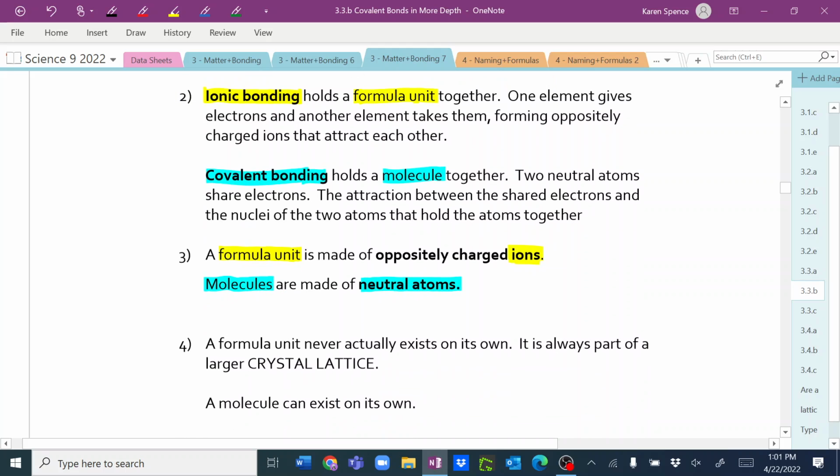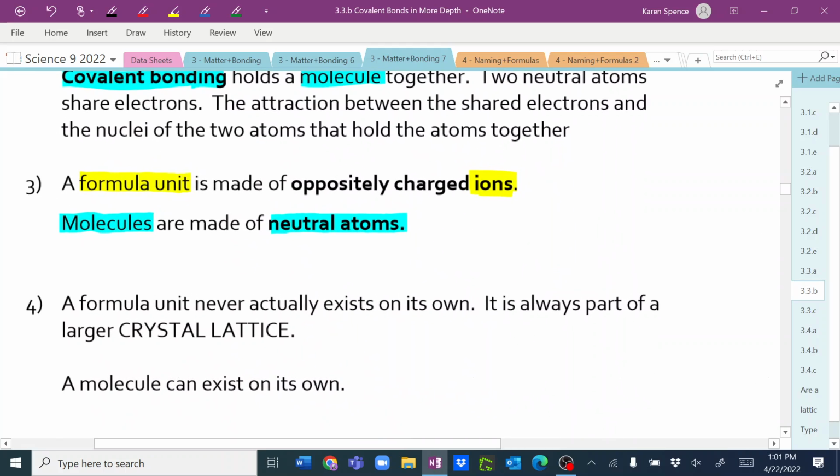And here's our last one, and this is kind of an interesting one. A formula unit never actually exists on its own. It is always a part of a larger crystal lattice, whereas molecules can and do exist on their own. You can have a single water molecule. When you boil water, each water molecule is separate from each other in the air, okay?